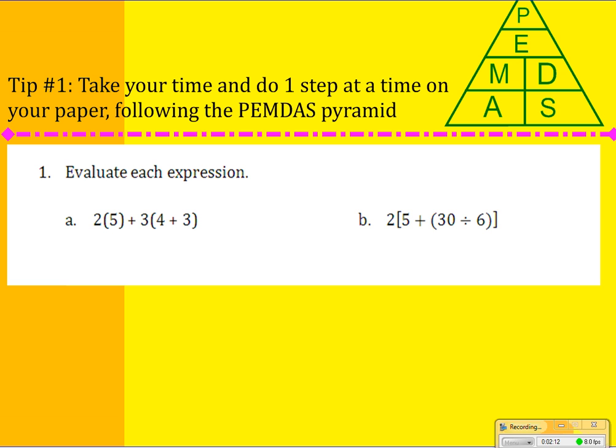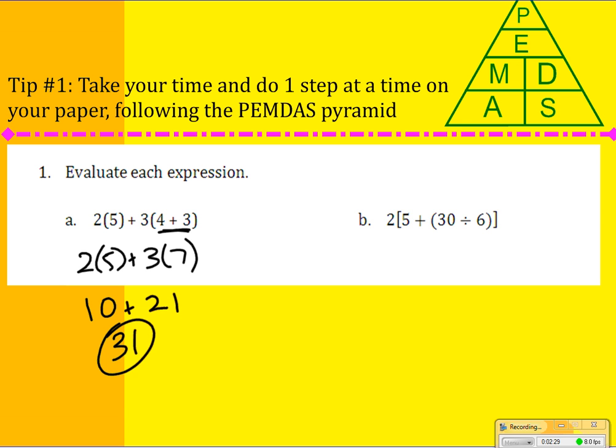So if I say evaluate each expression, so parentheses first. So it's going to be 2 times 5 plus 3 times 7. Now the parentheses actually are multiplication, so I'm going to do that next. So that's going to be 10. That's going to be 21. My simplified expression is going to be 31.